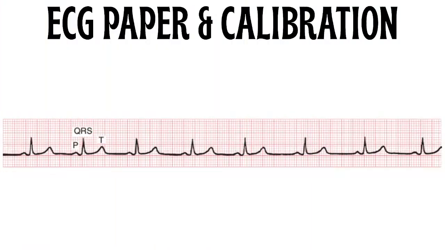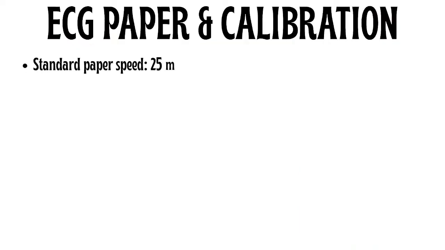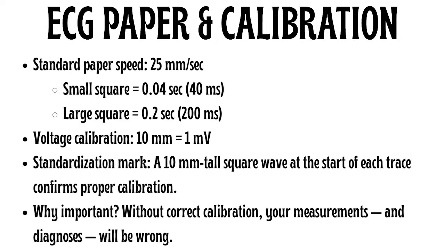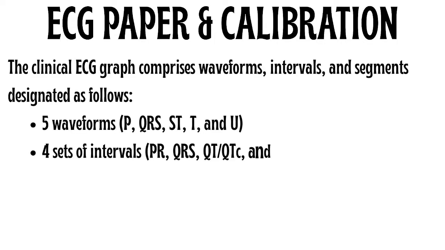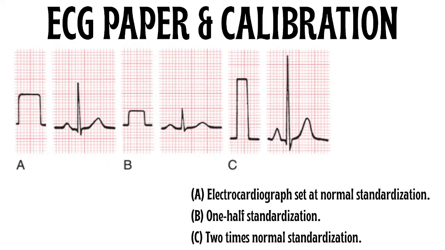ECG recordings are produced on standardized graph paper moving at a speed of 25 mm per second. Each small square represents 0.04 seconds horizontally and 0.1 millivolts vertically. Each large square represents 0.20 seconds. The calibration mark, a 10 mm square wave, confirms the machine is correctly standardized.